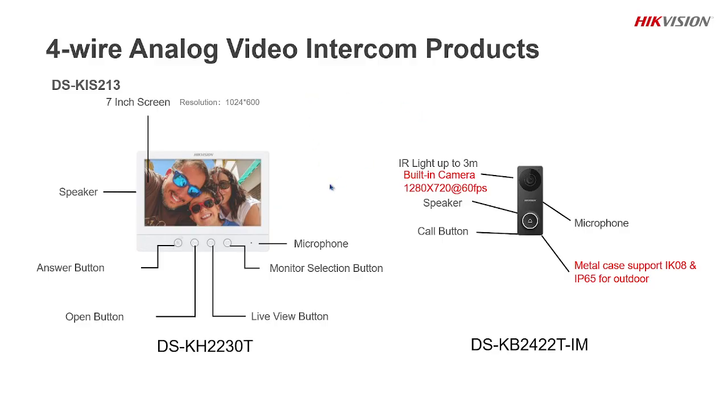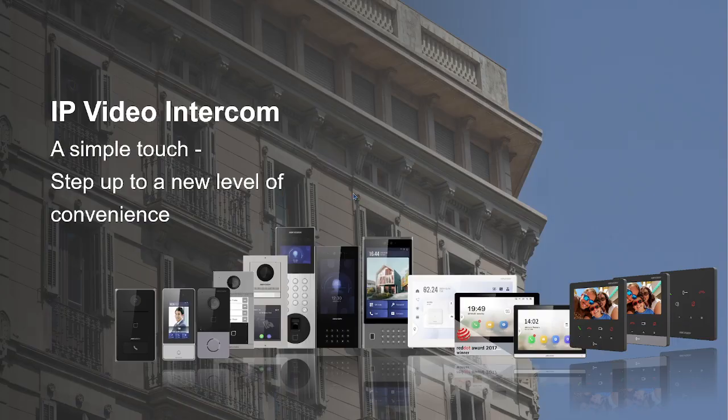Then now, for the outdoor, we have a call button, a camera, of course, a microphone. The camera has built-in IR, then the metal case to support vandal protection and IP65 for outdoor use. Then now we have the IP intercom, which is quite huge and quite extensive.